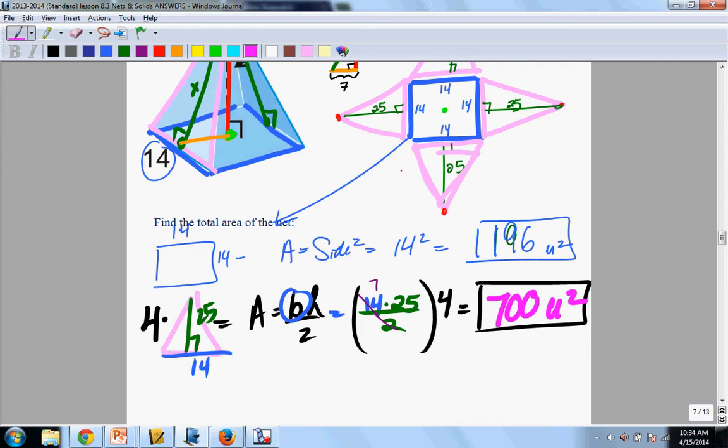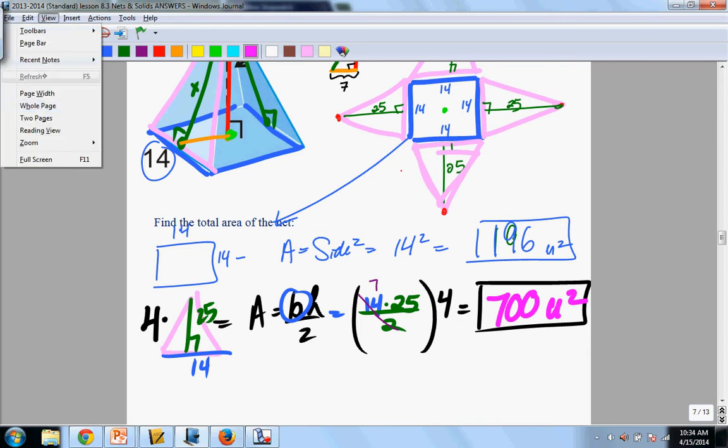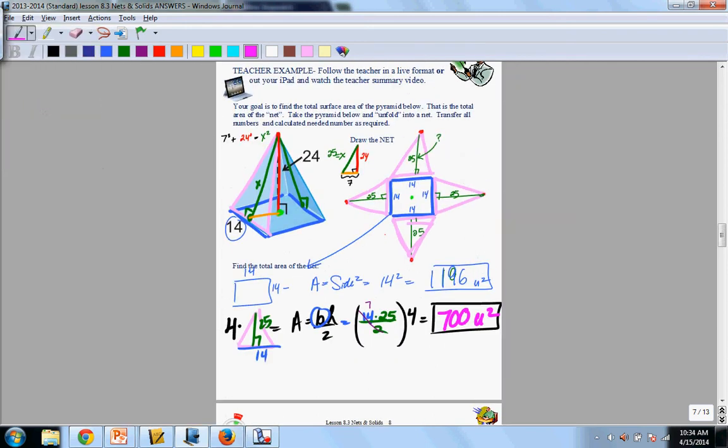All right, guys, take a look. How many got 700? So the final, how do you get the total surface area here? All you do to get the surface area is just add everything up. So the total surface area, that's the area as if this was a present wrapped in wrapping paper, is 896 units squared.